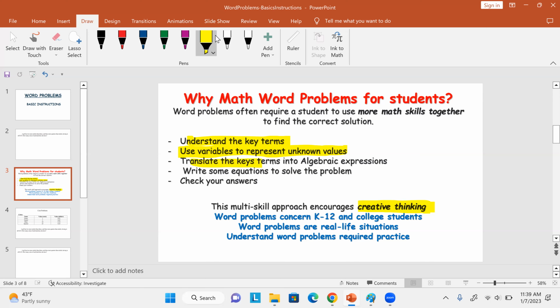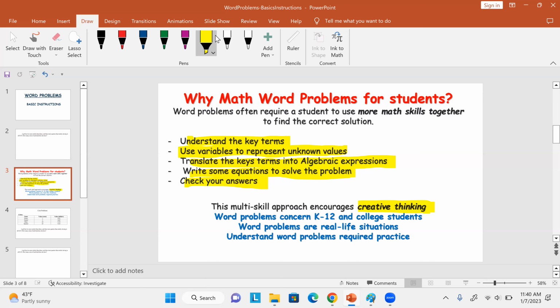Translate the key terms into algebraic expressions. That step is very important. You have sentences, and you have to translate those sentences into math expressions called algebraic expressions. Then write some equations to solve the problem. And when you solve the problem, you check your answers.